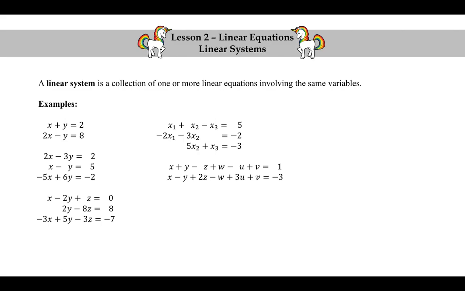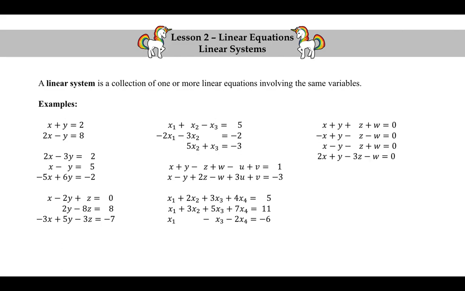Here we have a linear system of two equations in the six variables x, y, z, w, u, and v. This one is a linear system of three equations in the four variables x1, x2, x3, and x4. One more example. Here we have a linear system of four equations in the four variables x, y, z, and w.